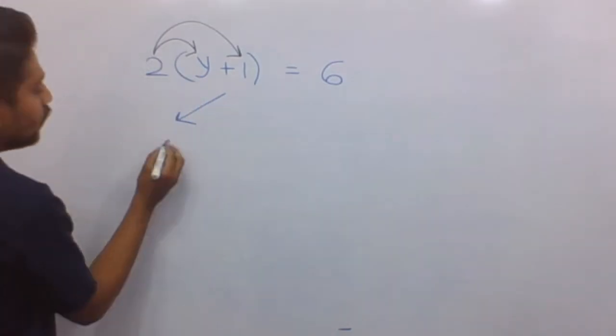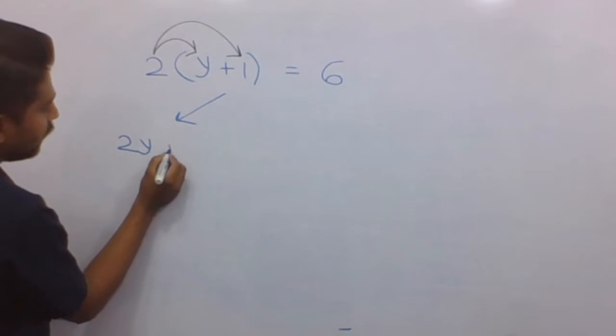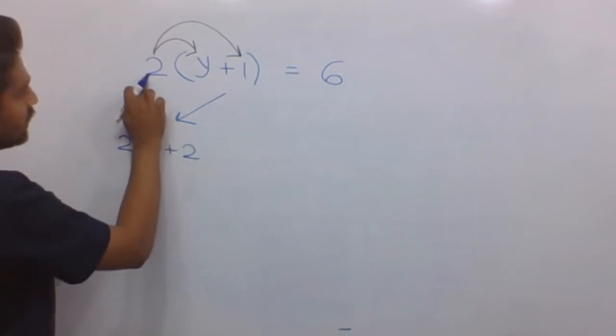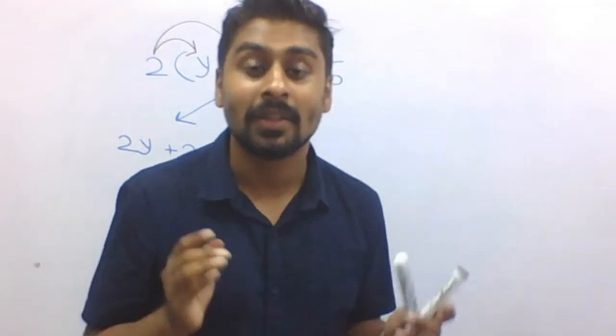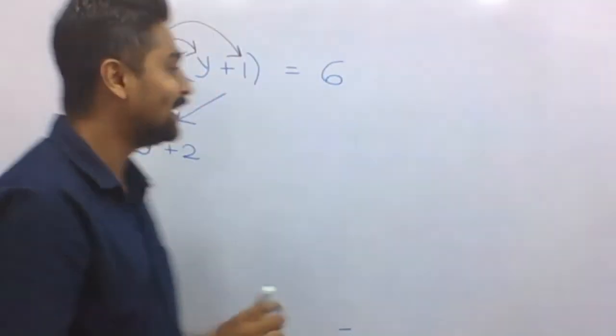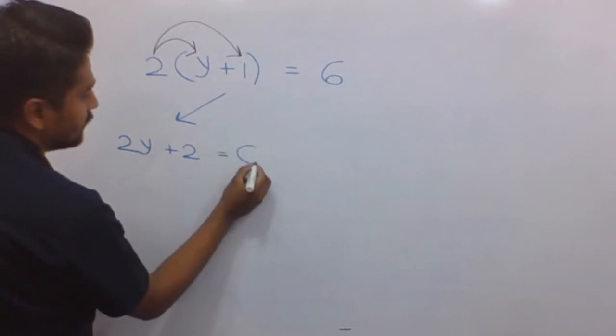So 2 into y, what is it? It is 2y. 2 into 1, it is plus 2. Why is it plus 2? This one is plus, this one is also plus. When you multiply a plus value with a plus value, the final answer is a plus value, right? 2 into 1, 2. So then equal to 6.